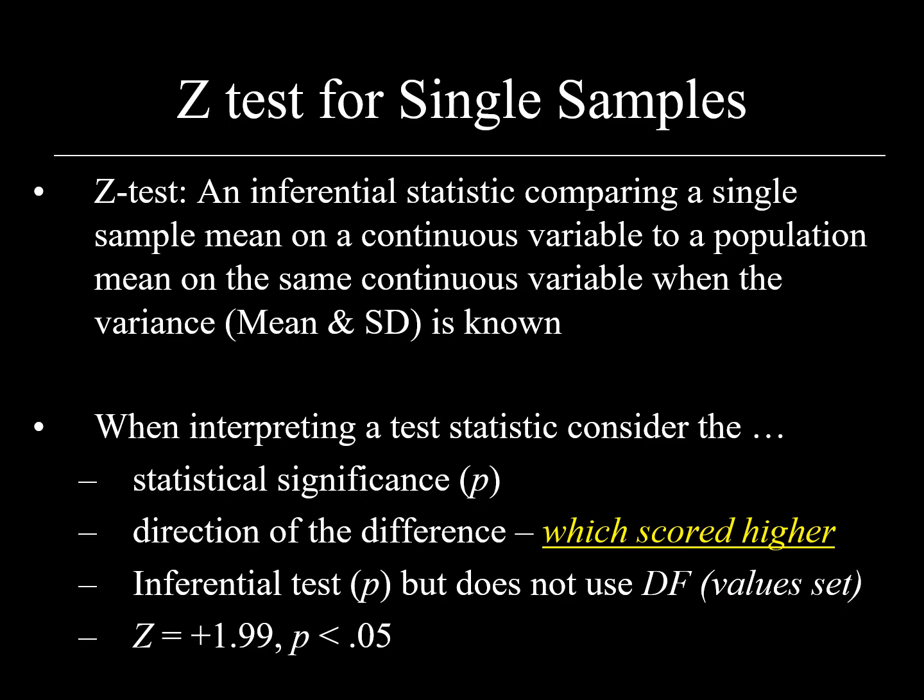And finally, we talked about the Z-test for single samples, which is an inferential test using kind of the same concepts as the Z-score. The Z-test is an inferential statistic comparing a single sample mean on a continuous variable to a population mean on the same continuous variable when the variance is known, meaning the mean and standard deviation. So when interpreting a test statistic, we always want to consider the statistical significance, the p-value, and the direction of the difference, which scored higher.